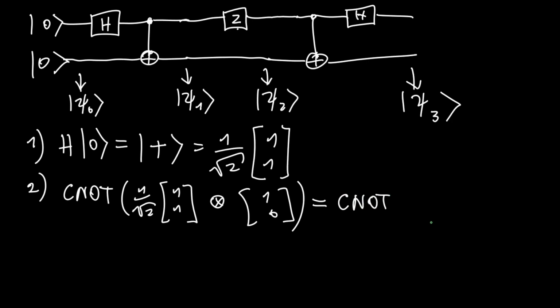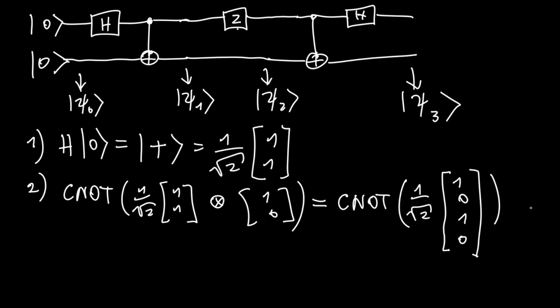CNOT. CNOT 1, so it's gonna be 1 over square root of 2, and then 1 and 1 was 1 and 0, 0, 1 and 1, 1 and 0, 0, like this. So as you can see, it's something in the middle of 0 and 2. Not 0, not 2, but something in the middle.